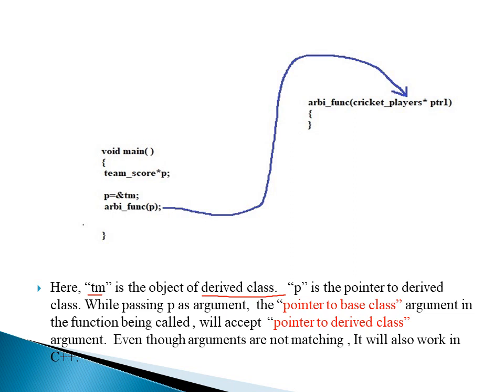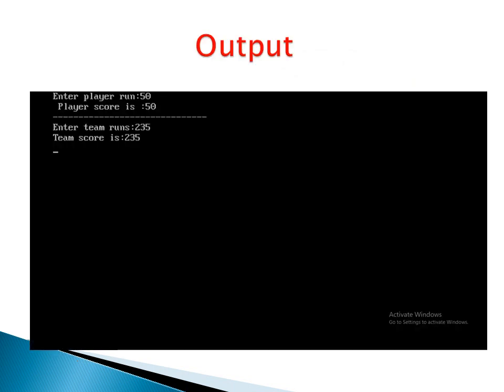Here tm is the object of the derived class, p is the pointer to the derived class. While passing p as an argument, the pointer to base class argument in the function being called will accept the pointer to derived class argument. Even though the argument types are not matching exactly, it will also work in C++. Output.